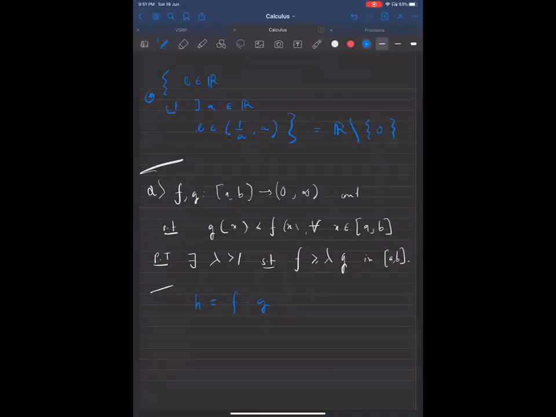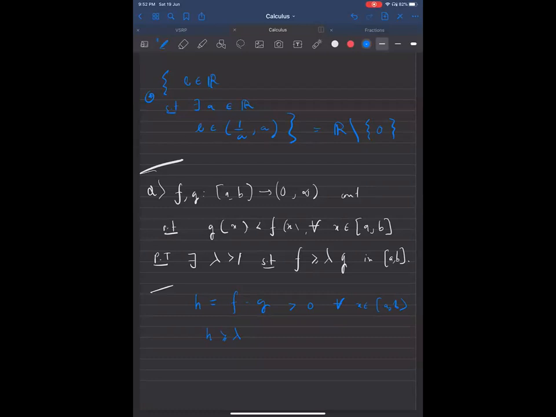So what we're saying is, we define h as f minus g. Then h is greater than 0 for all x in [a,b]. And then h will be a continuous function in a closed interval, so it must attain a maximum value. So after that, we can suitably define lambda so that f is always greater than or equal to lambda of g, by taking the greatest value of f minus g. After that, we can just define lambda like that, I guess.